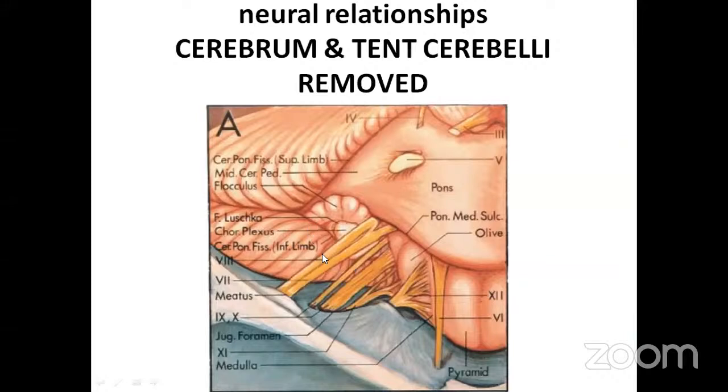This is the facial and vestibulocochlear nerve. This is the junction of facial and vestibulocochlear nerve with the brain stem. The superior limb goes above the trigeminal nerve. The inferior limb of the cerebellopontine fissure goes below the foramen of Luschka.